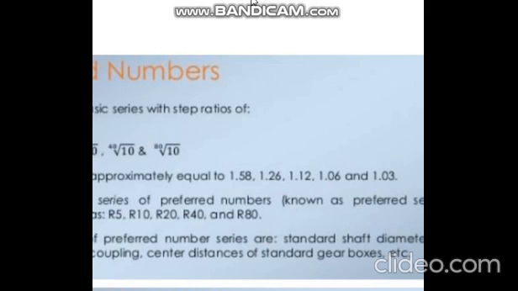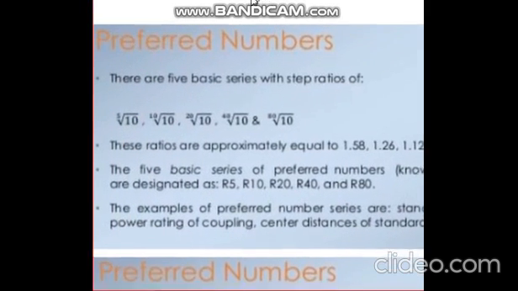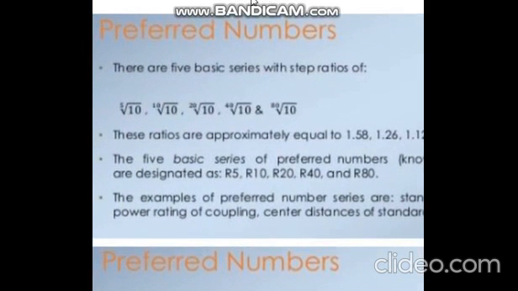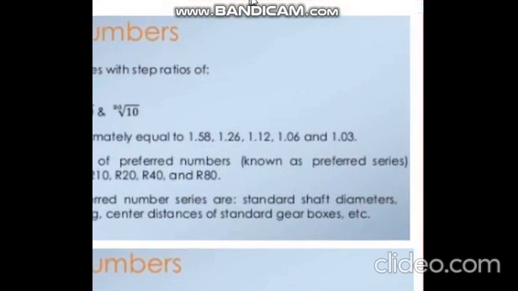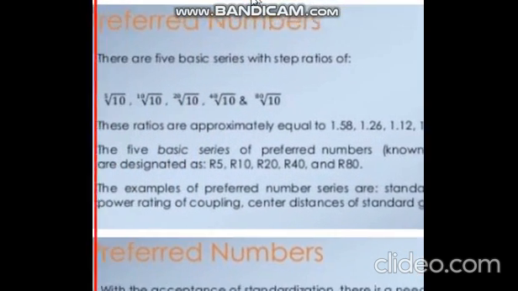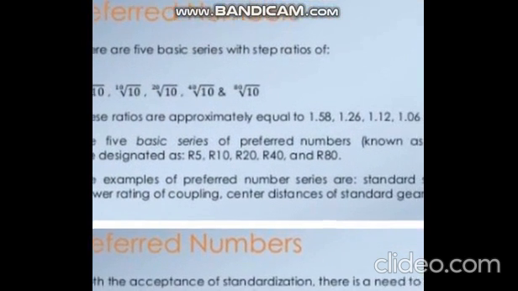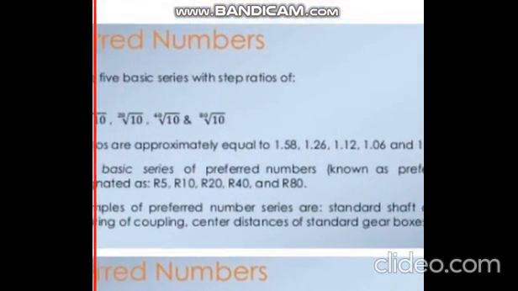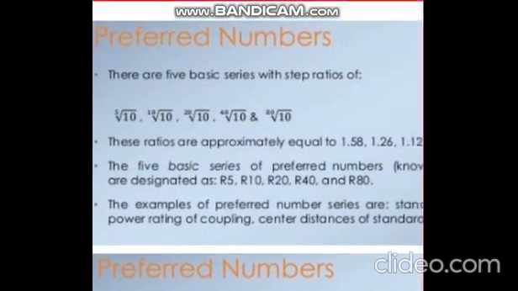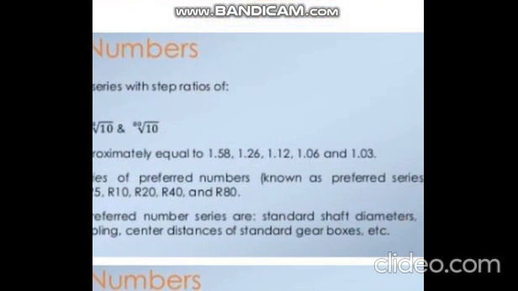So these 5 basic series of preferred numbers, known as preferred series, are designated as R5, R10, R20, R40, and R80. Okay, suppose you want to select standard shaft diameters, power ratings of couplings, center distances of standard gears, etc. These preferred number series are used. Okay.